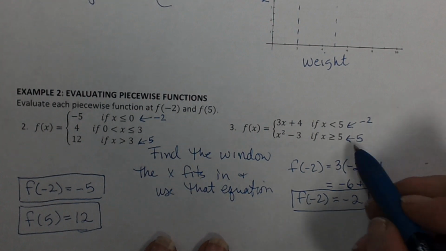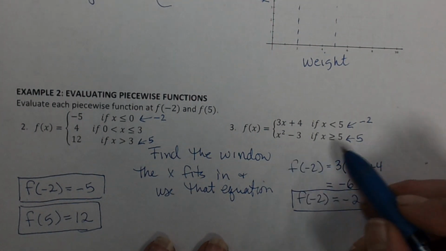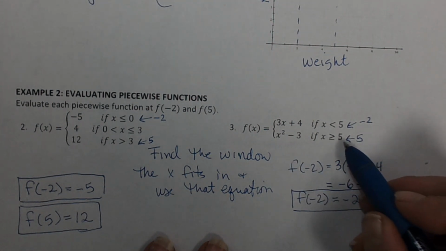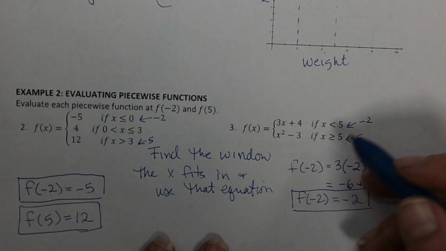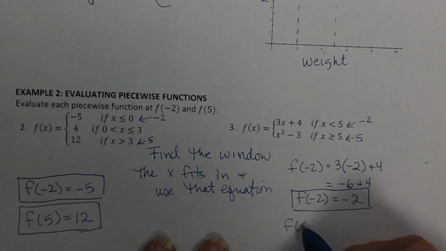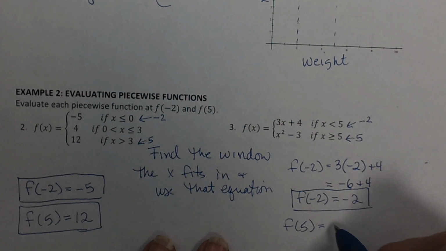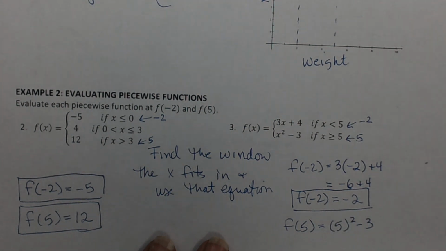All right, now again, we have to use the other equation for the 5 because that's where it's equal to 5. So we're going to do f of 5, and we're going to use that other equation. So I have 5 squared minus 3. That is 25 minus 3. So f of 5 is 22.